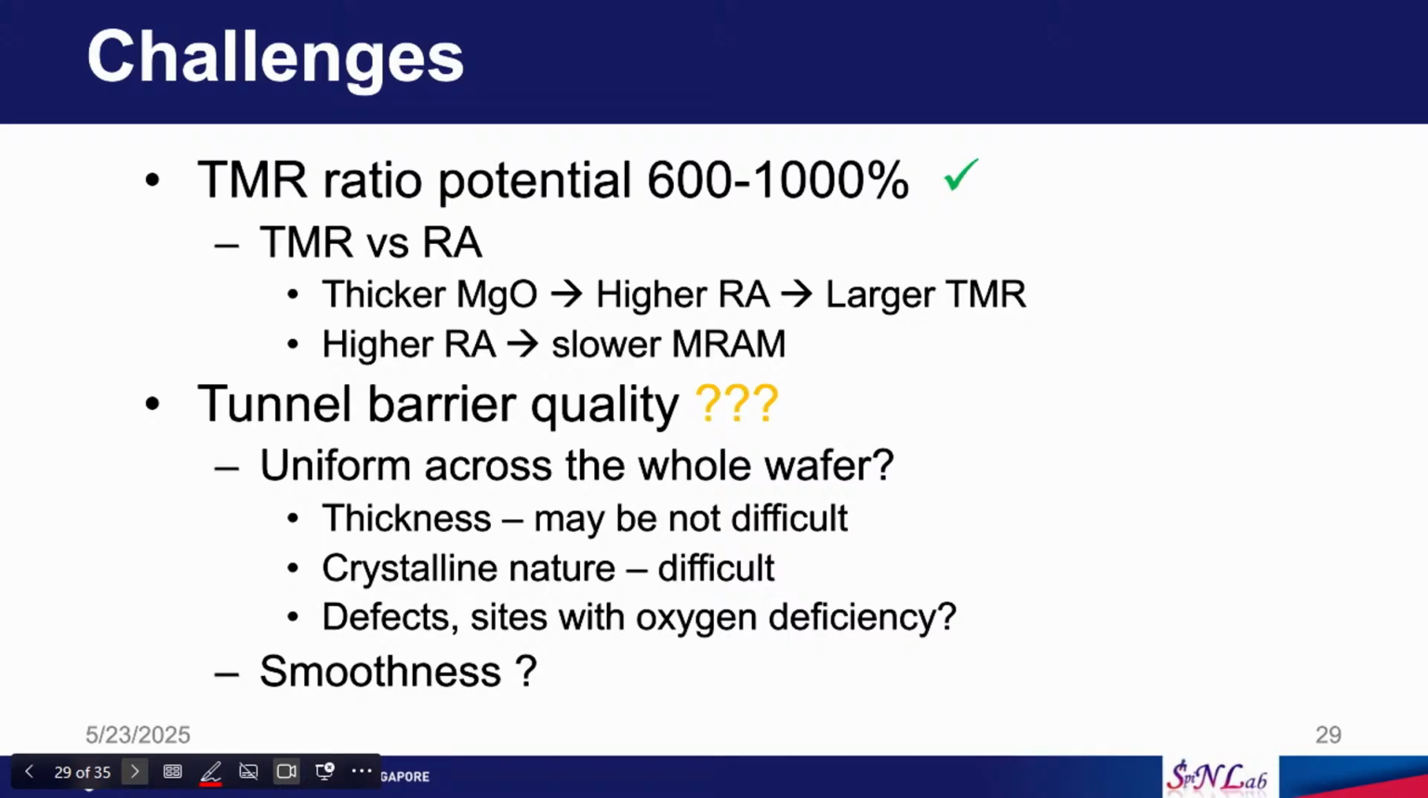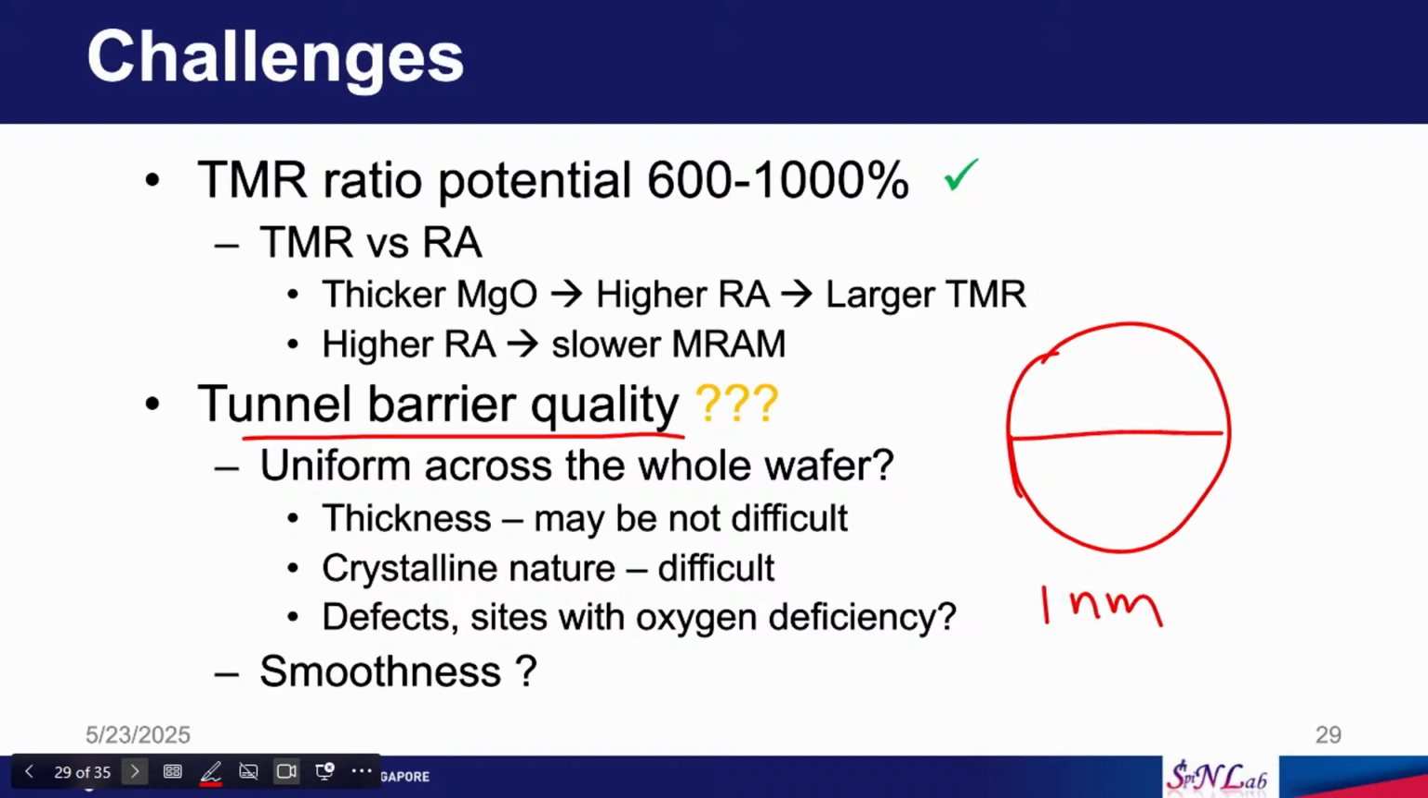So, what are the challenges for industry? One challenge is the tunnel barrier quality. We are depositing 1 nanometer of magnesium oxide over a wafer that has a diameter of 30 centimeter. Imagine you need to deposit 1 nanometer MgO. Throughout this 30 centimeter, your magnesium oxide thickness has to be uniform.